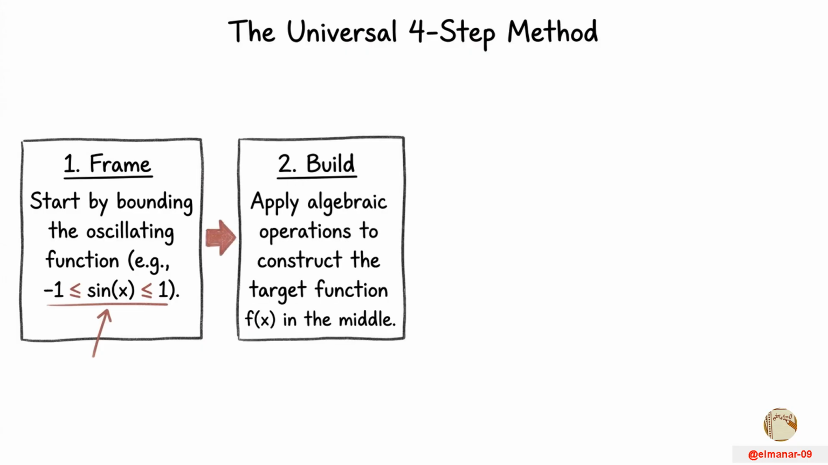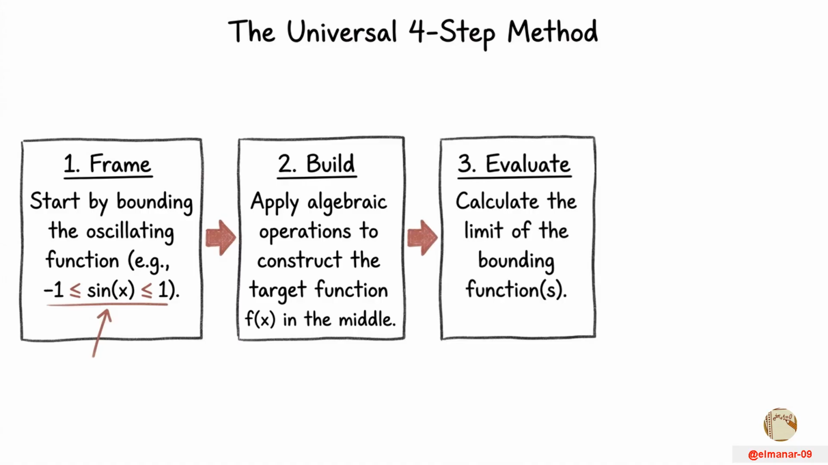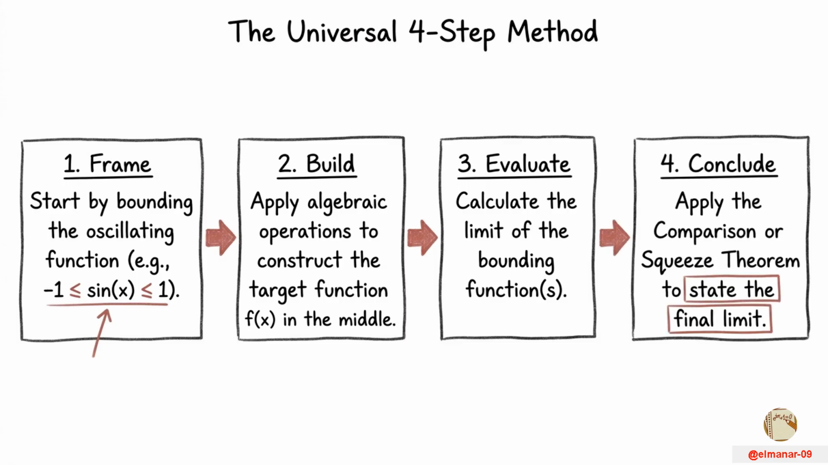Step 2, build. Use algebra to turn that simple -1 to 1 range into your target function, f of x. Step 3, evaluate. Calculate the limits of your guard functions, the bounds. Step 4, conclude. State your final limit using the comparison or squeeze theorem. It's like following a recipe. Stick to the steps and you'll get the perfect answer every time.